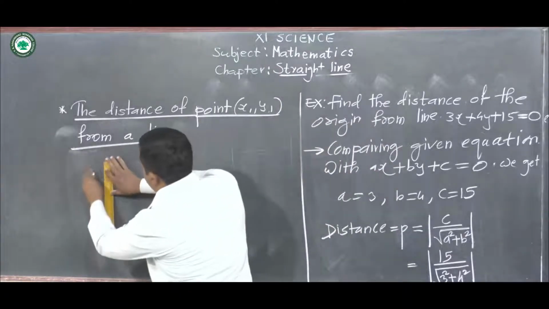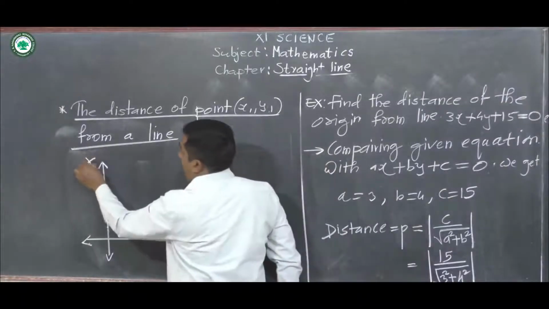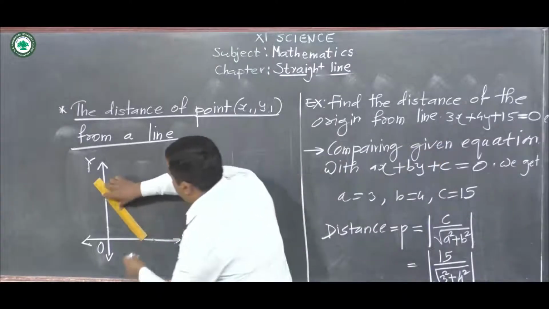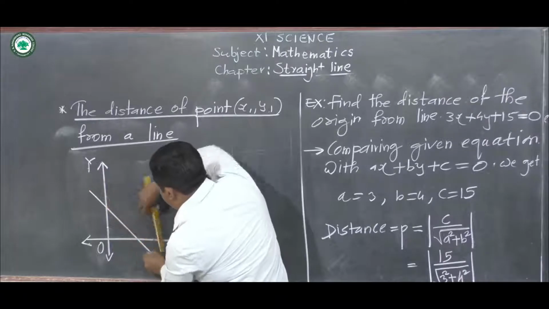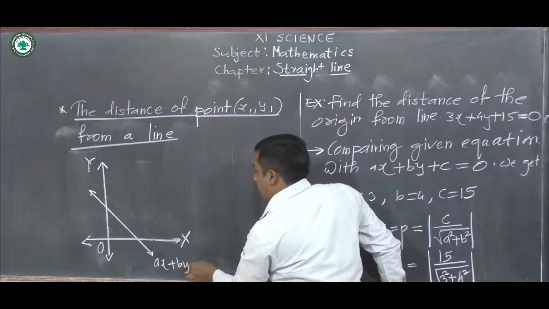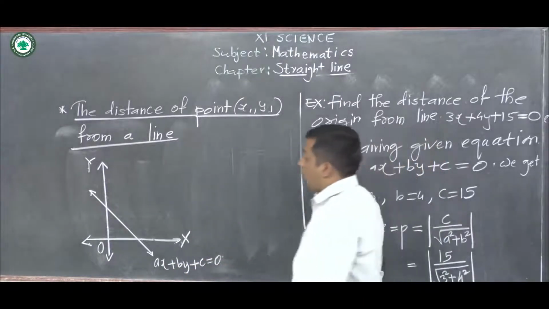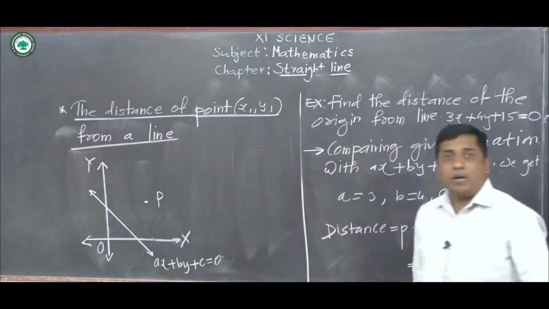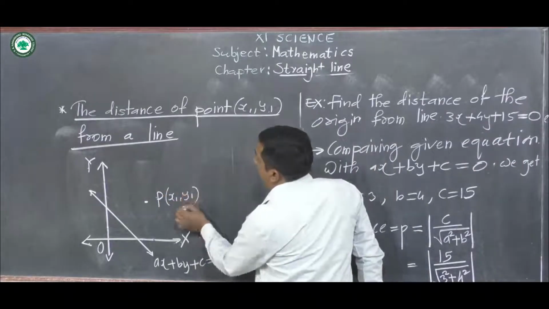Let us consider the coordinate axis. This is our x-axis, here is our y-axis, origin is at O. Let us consider one line. Here, this is our line ax plus by plus c equal to 0. Let us consider one point. Suppose this point is P and having coordinates here x1, y1.